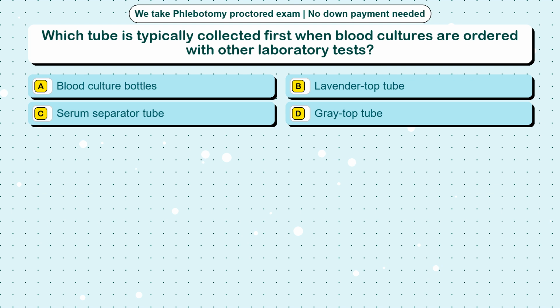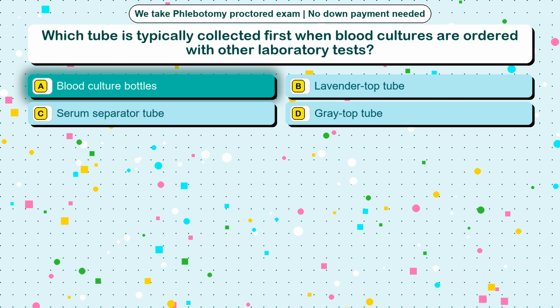Question 23. Which tube is typically collected first when blood cultures are ordered with other laboratory tests? Option A. Blood culture bottles. Option B. Lavender top tube. Option C. Serum separator tube. Option D. Gray top tube. The correct answer is option A.